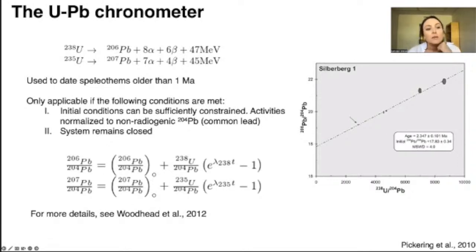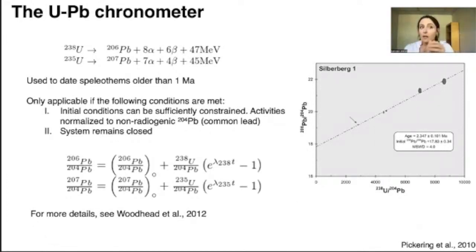Here are the two dating equations. They are normalized by common lead-204, which is non-radiogenic. You can basically take these two equations and build an isochron, which is shown here. And then essentially these two equations can be placed into an inverse Concordia diagram to calculate an age, as well as get a better handle on your initial conditions.